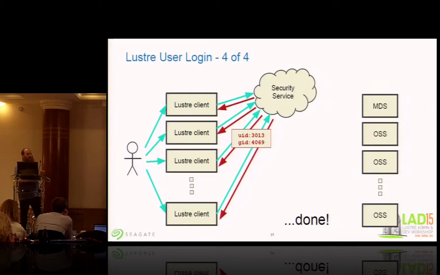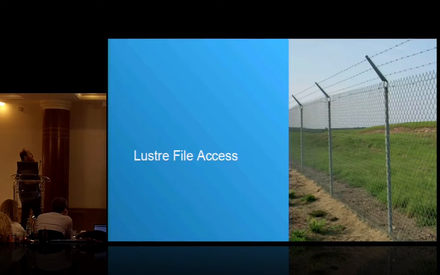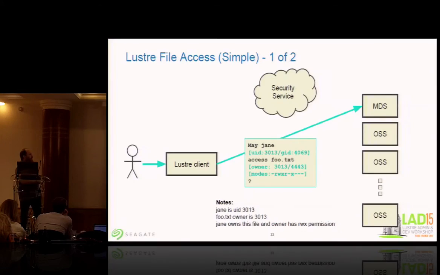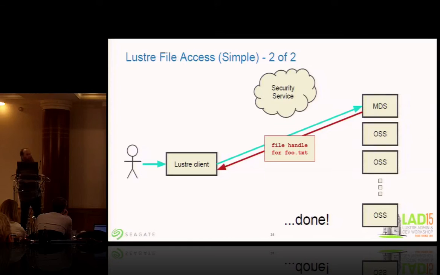File access after you're logged in. Simple scenario. If the number matches, Jane is 3013, and may Jane access this particular file, the request goes to the MDS, process the permission flags, done. And you notice that the security service was not involved in that at all.